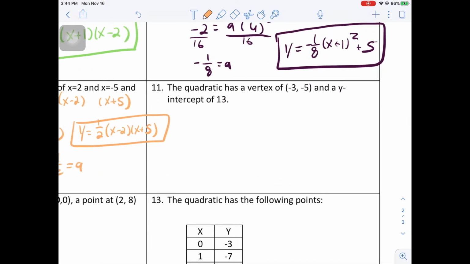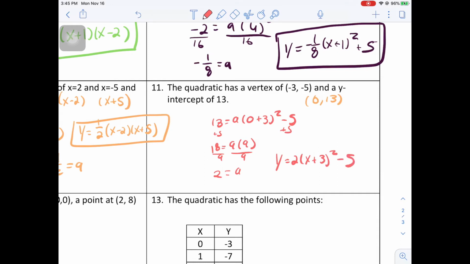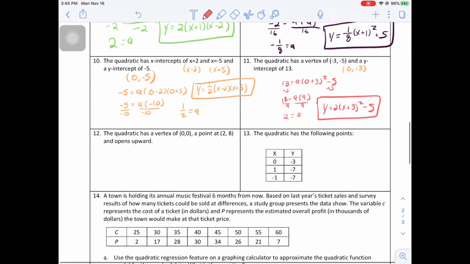Next one says the quadratic has a vertex of negative 3, negative 5, and a y-intercept of 13. So y-intercept is 0, 13. So plug in everything we know again. We got 13 is equal to a times (0 plus 3) squared minus 5. So we add 5 to both sides. You get 18 is equal to a. 3 squared is going to be 9. So divide by 9. We get a is equal to 2. So y is equal to 2(x plus 3) squared minus 5.